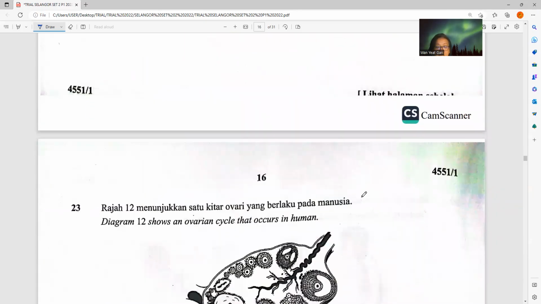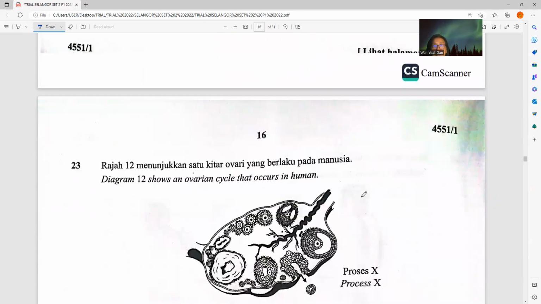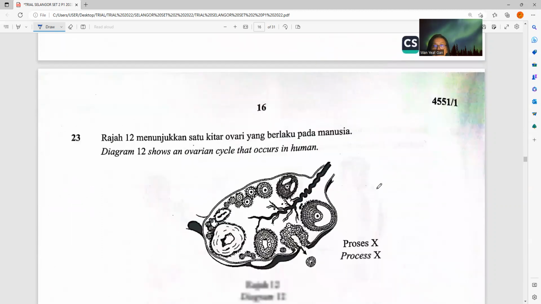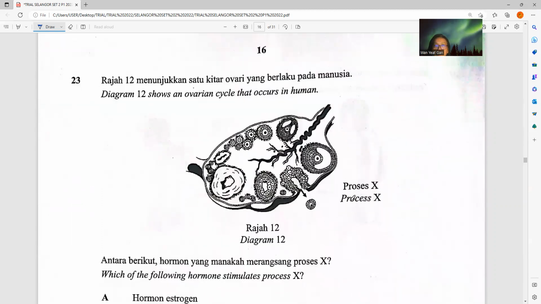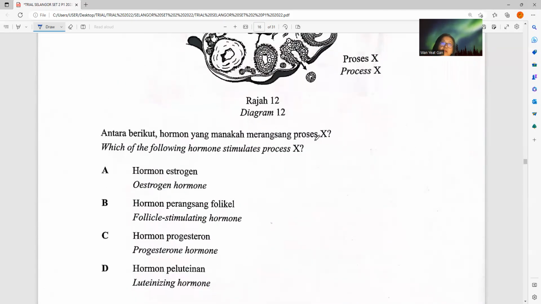Question 23. Diagram shows an ovarian cycle that occurs in humans. Here they show a process X. Now, process X is ovulation. So the hormone involved is luteinizing hormone. Okay. D.